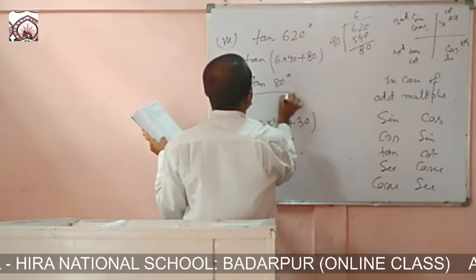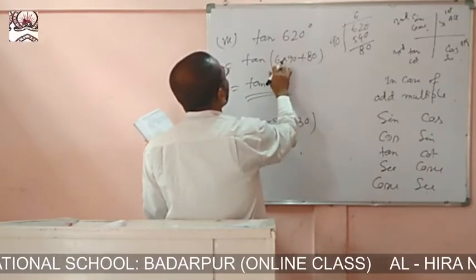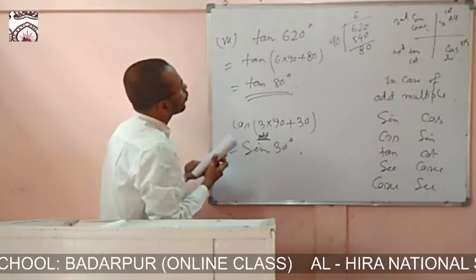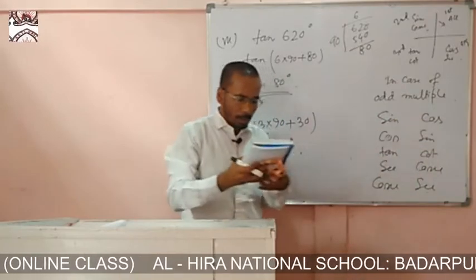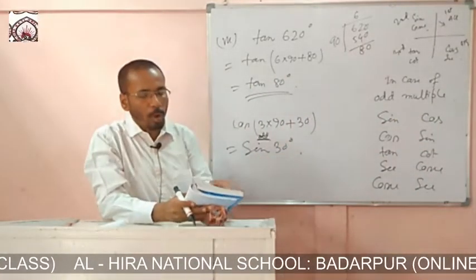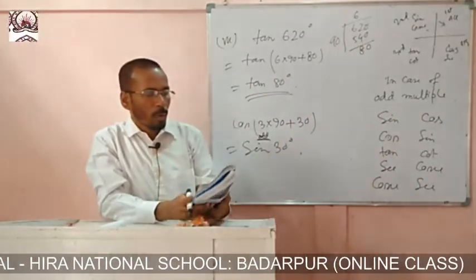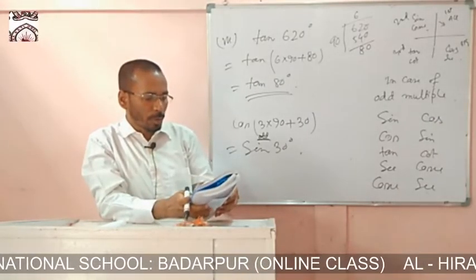No, this is even multiple, so no need to change, and tan will become tan 30, because its position is in the third quadrant. Like this you can do all other. Now question number 3, evaluate.